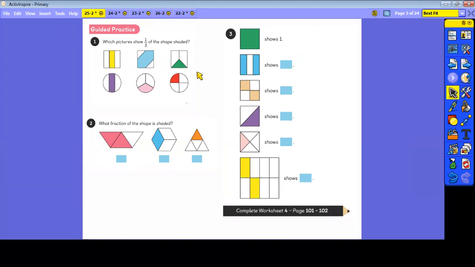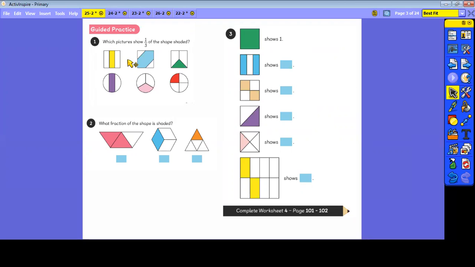So children, remember the fraction of 1/3. You're looking for 1/3 shaded in. It's got to be a shape that's divided into 3 equal parts with one of the parts shaded. Let's have a look at the first picture together. First of all, do we have a shape that's divided into 3 equal parts? Yes, we do. A square has been divided into 3 equal-sized rectangles.